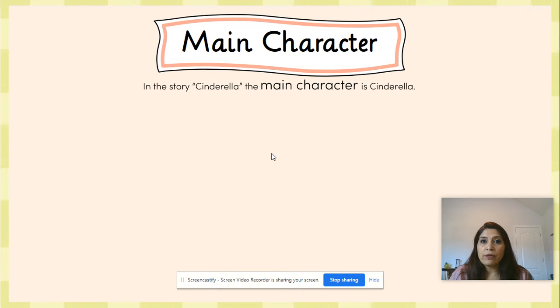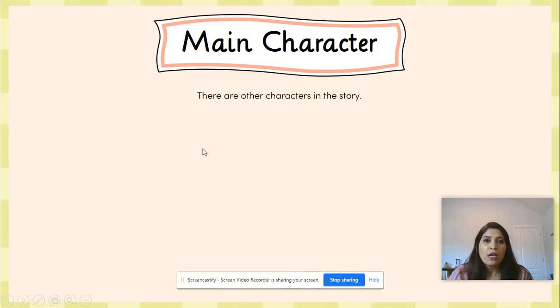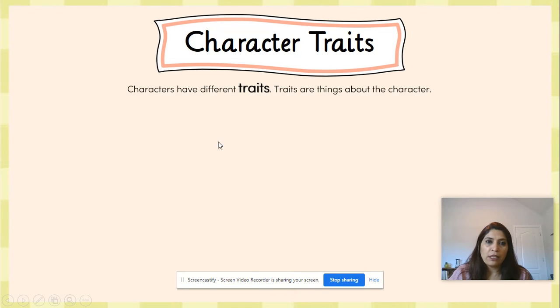In the story Cinderella, the main character is Cinderella, because the whole story is about Cinderella. And what are the supporting characters? The supporting characters were the mom and three sisters. Those were the supporting characters in the story, but the main character was obviously Cinderella. There are other characters in the story too, but the story is mostly about Cinderella.